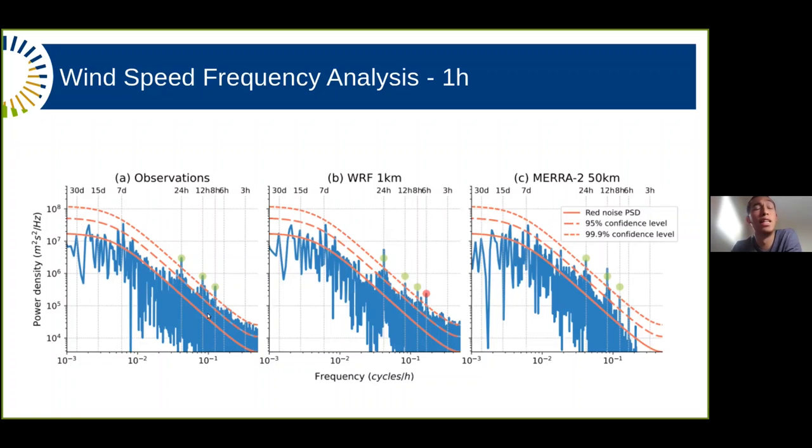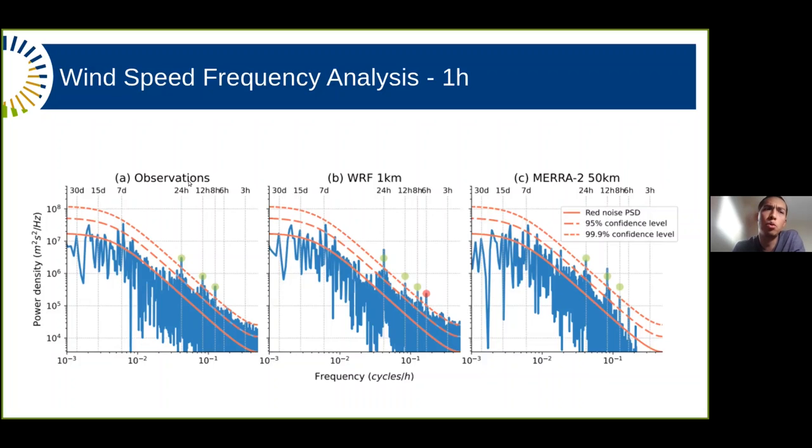This model is the red noise model, which is like white noise, but decreases due to the predominance of low frequency fluctuations in climatic processes. So instead of having a continuous, horizontal line as in a white process, we get this curve with a red noise process.